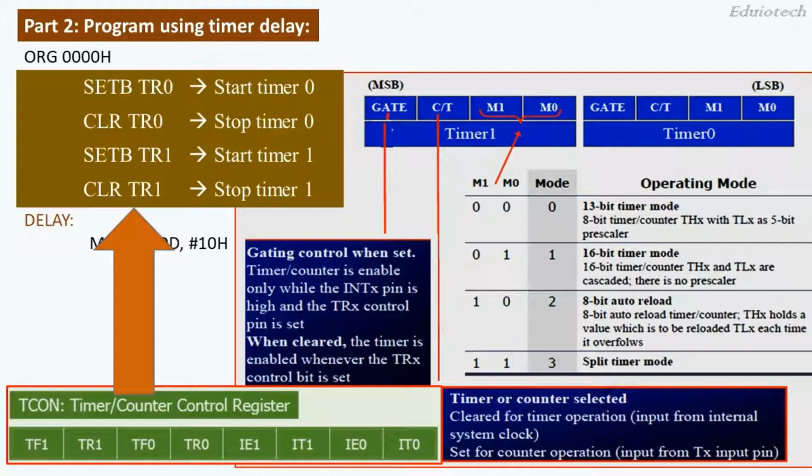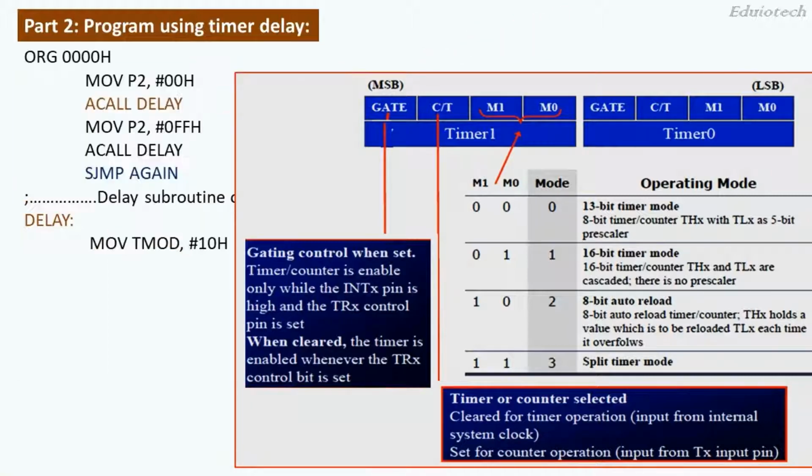Gate 1 means hardware control. Starting and stopping the timer is done by external sources. Here a particular pulse can be used as an input, that is using INT0 bar and INT1 bar. This is the C by T bar bit, meaning counter or timer bit, which decides whether the timer is used as a delay generator or as an event counter.